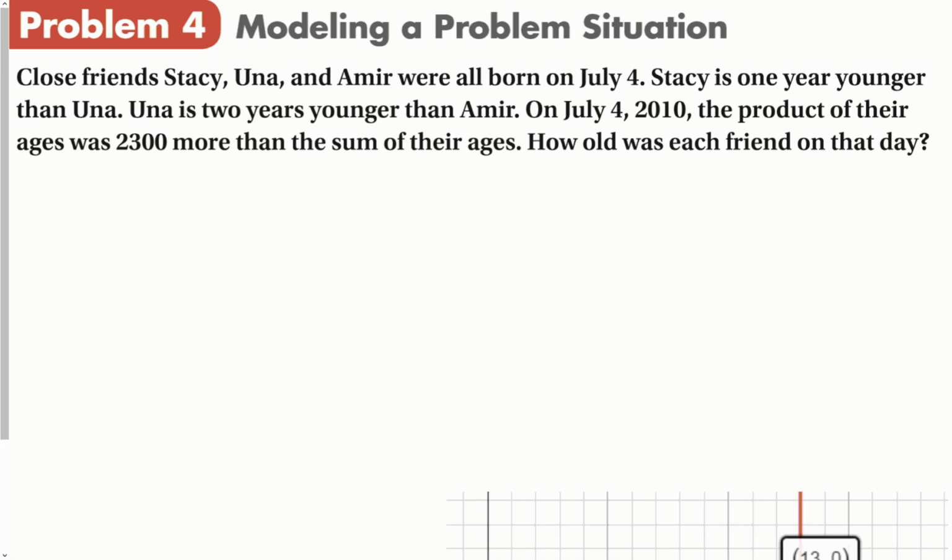Okay, let's try a word problem that you could graph with a graphing calculator. The first one, the hardest thing is to write the equation. So close friends Stacy, Una, and Amir are all born on July 4th. Stacy is 1 year younger than Una. Una is 2 years younger than Amir. On July 4, 2010, the product of their ages was 2,300 more than the sum of their ages.